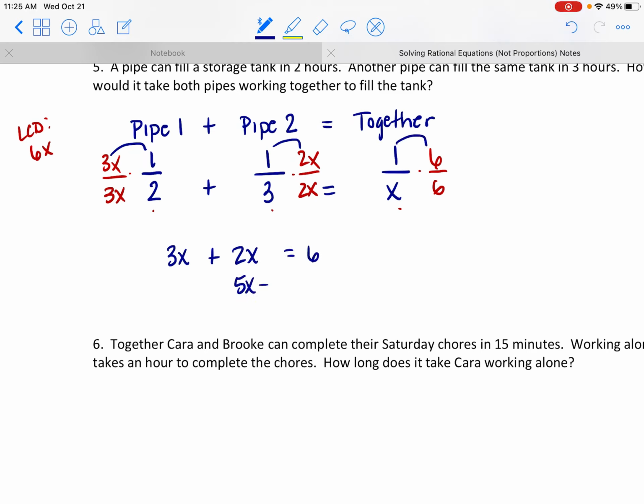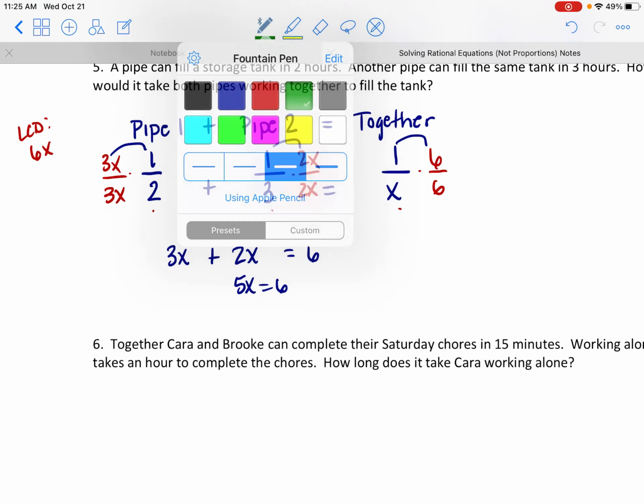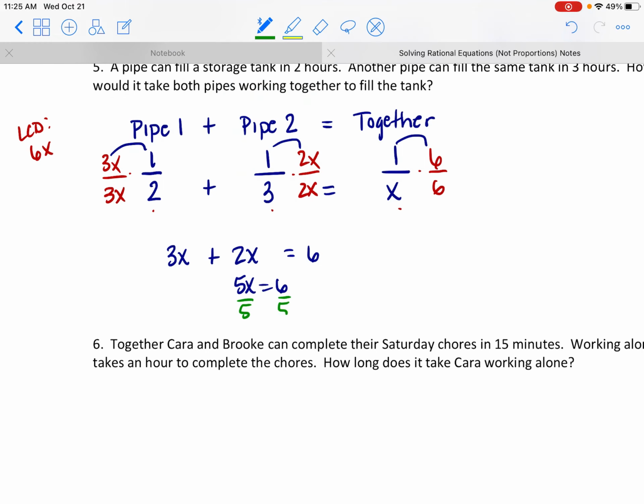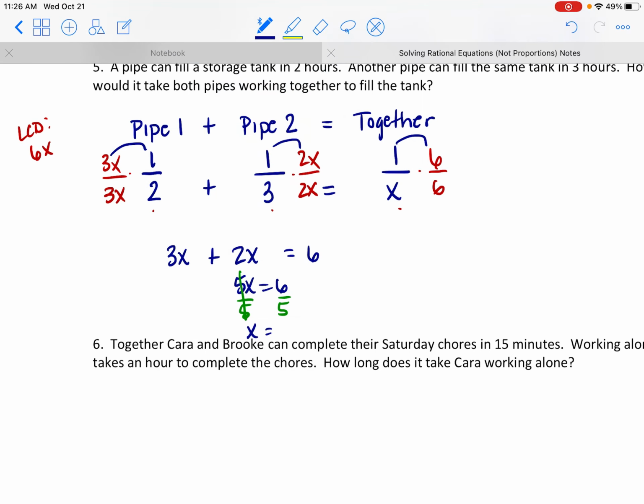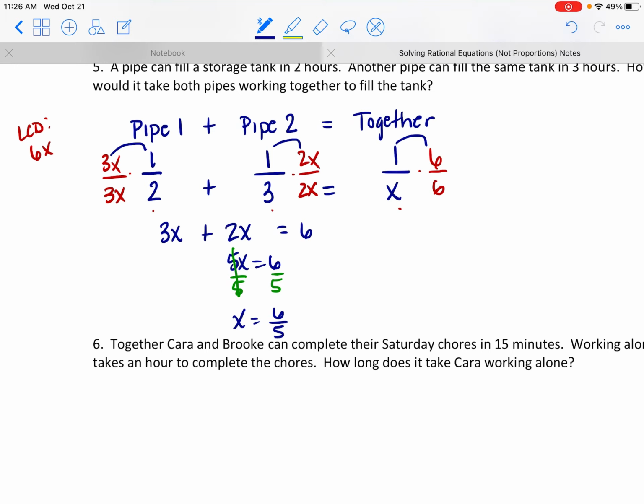So that's 5x equals 6, and if I divide both sides by 5, my answer is x equal to 6/5. Now, if this problem had no context and we were solving, I would say leave your answer as a reduced fraction, improper, whatever, it's fine.